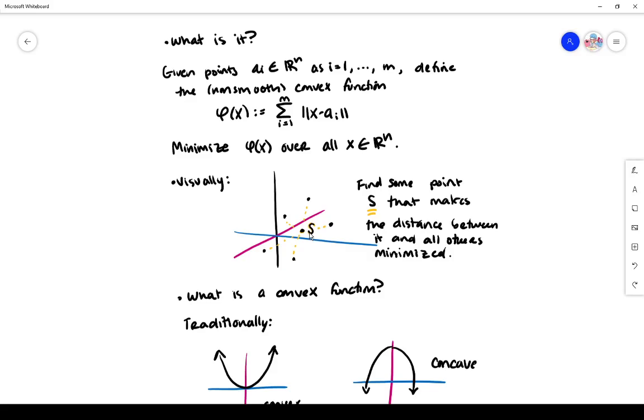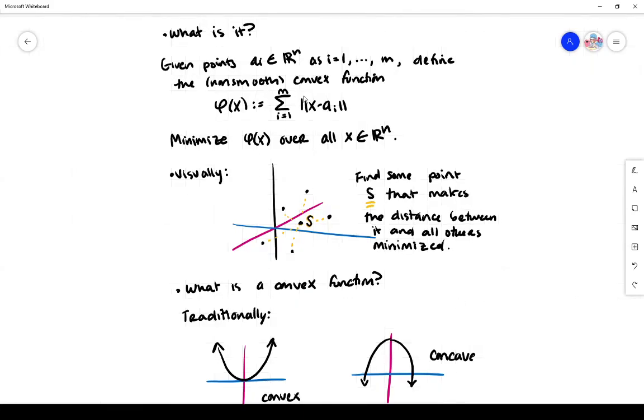This is quite a bit of math, so to portray it visually, you're trying to find some point S that makes the distance between it and all the others minimized, these being the yellow lines. You can pick any S, add up all the distances between them, and then you want to find the minimum distance for that. I will be referring to S as the minimum distance point of all of these functions.